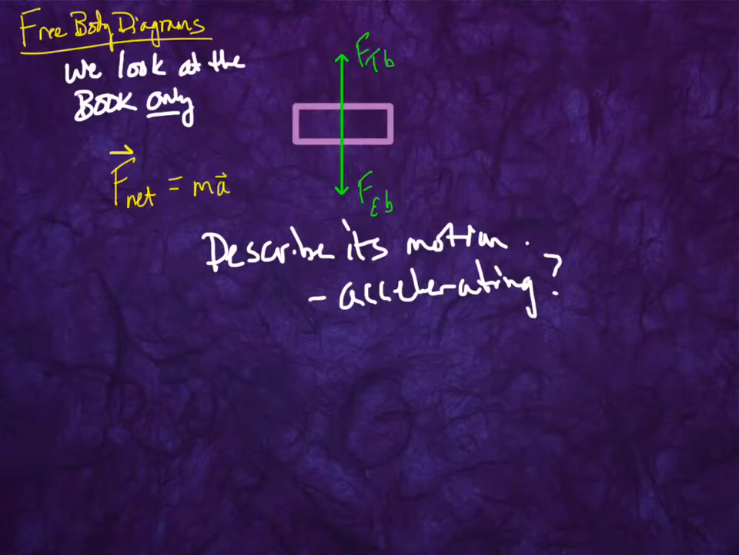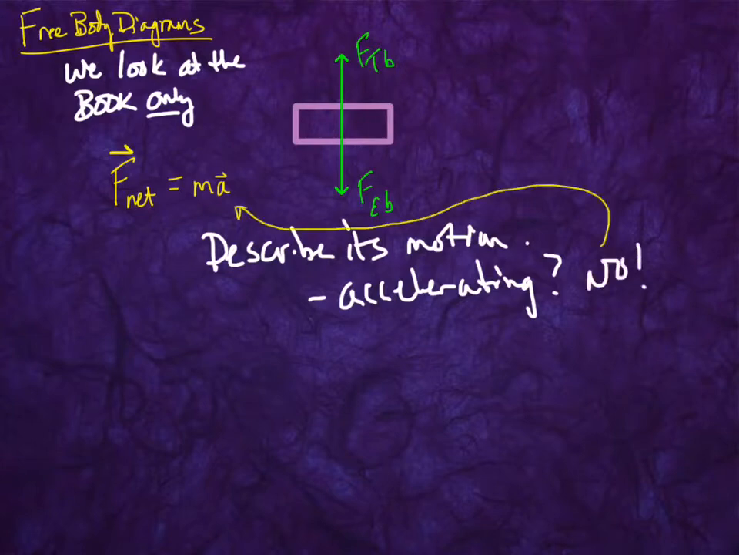Technically, it has a little bit of centripetal acceleration because it's orbiting the Earth with the rest of us while we're standing on it, but let's not worry about that right now. Is it accelerating? No, it has no acceleration relative to the rest of us. So that means that in F net equals ma, the acceleration equals 0, so the net force on the book equals 0.